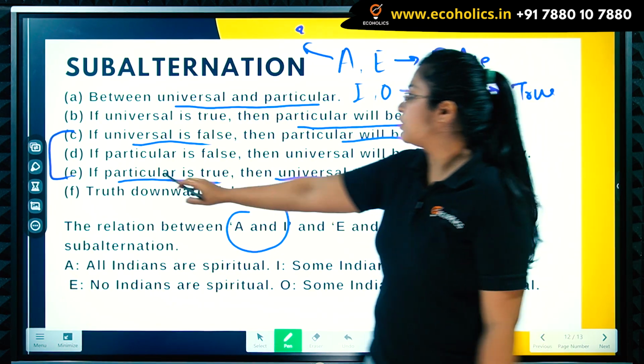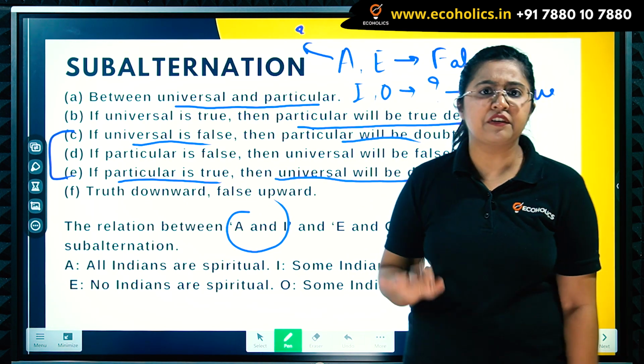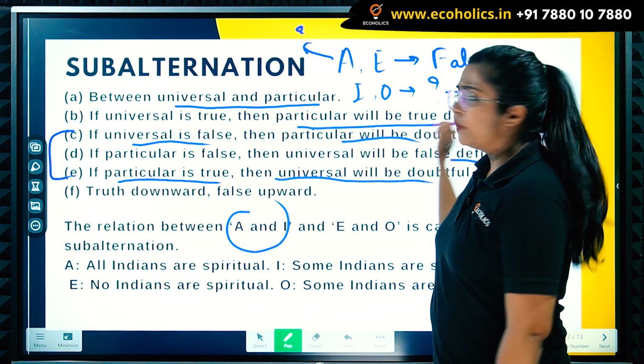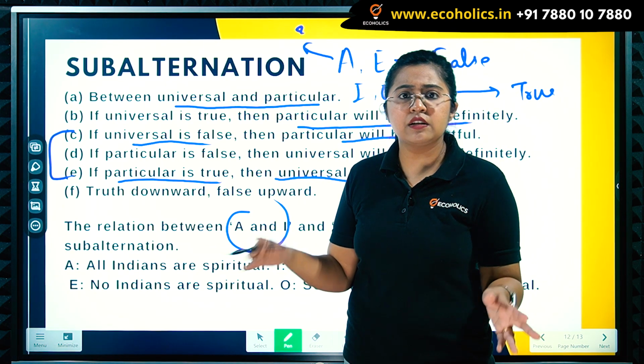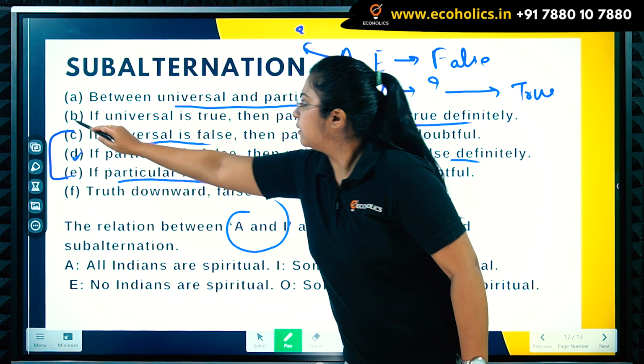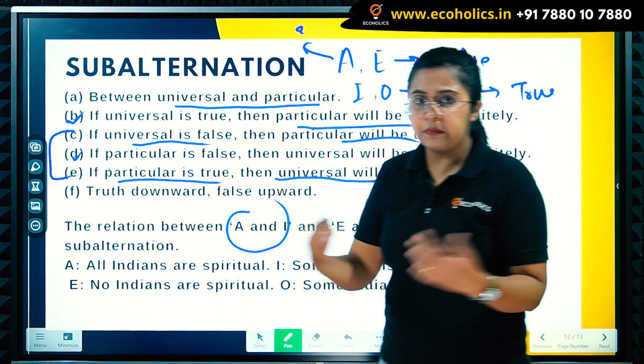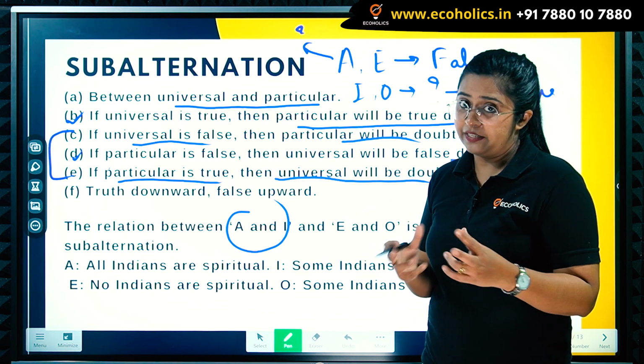Then we also have, if particular is false, then universal also will definitely be false. If particular is false, then universal definitely is false. That's like a given statement. So these points should be learnt correlatively.